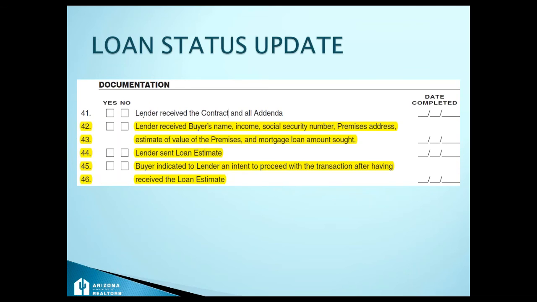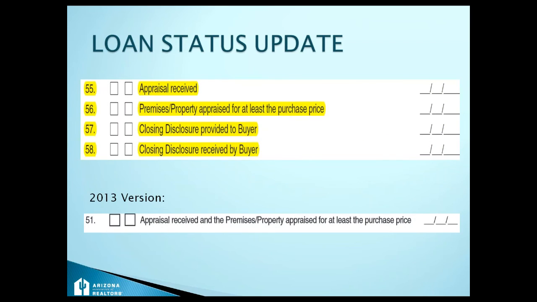44 is they've sent the loan estimate. Of course, there's three ways to deliver the loan estimate: either in person, by mail, or electronically. And then 45 says, and so 44 is just it's been sent. What we're tracking on 45 and 46 is have you received an intent to proceed. So 44 doesn't really say has it been received by the borrower. It just says has it been sent, and that allows us to stay current on what's going on with the transaction. As we drop down to 55 through 58, the appraisal received.